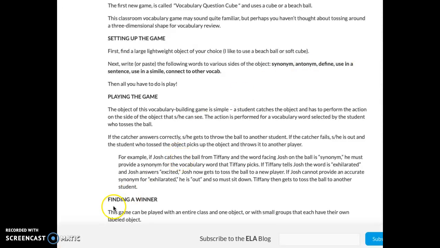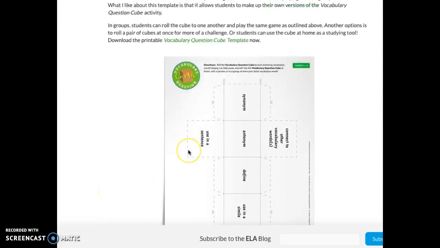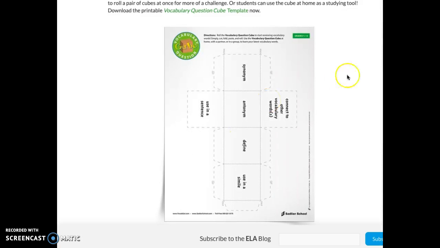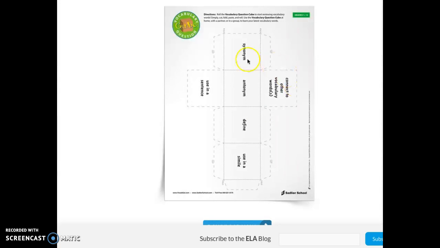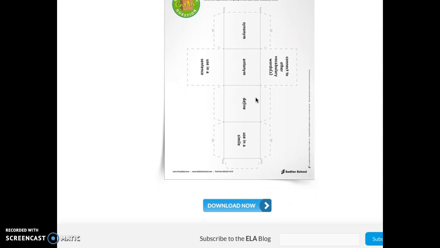So yeah, I hope that you enjoyed. I do want to mention too they did offer a printout version of this in case you didn't have a beach ball. It also offers this for small groups. The groups can just cut out their own cube and then they could take it home. So that would be really awesome for the students as well. You could print one out for everyone, use them in the small groups, but then everyone can have their own to take home and practice as well.